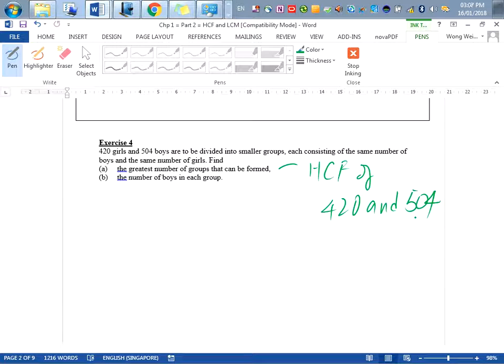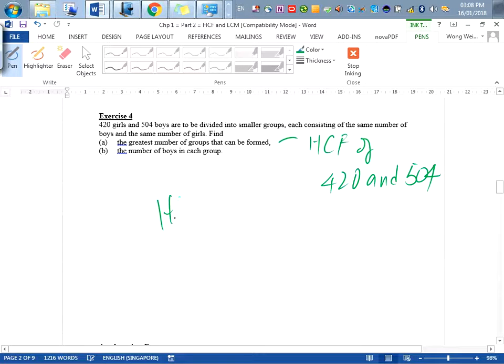Part B, you think about it. If you know the number of groups already, can you find the number of boys? Right? If you know the number of groups, I'm sure you can find the number of boys.